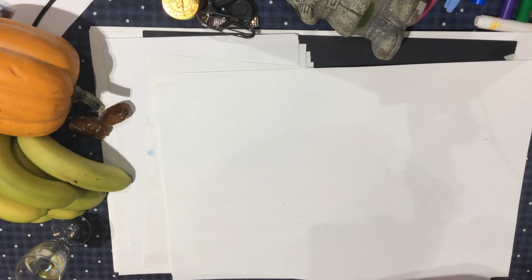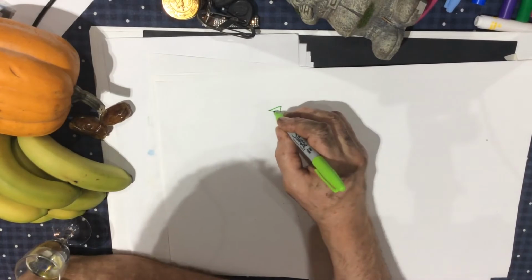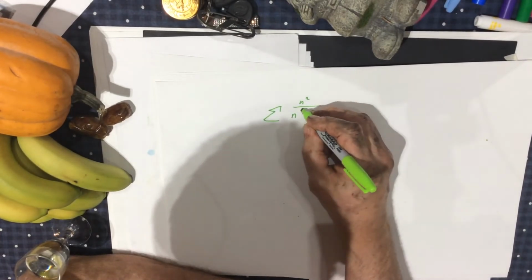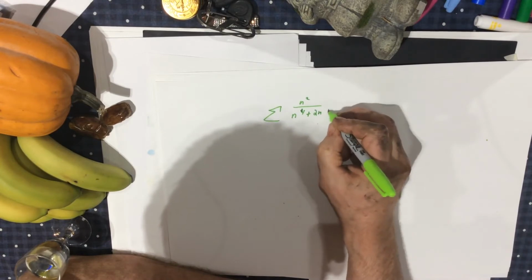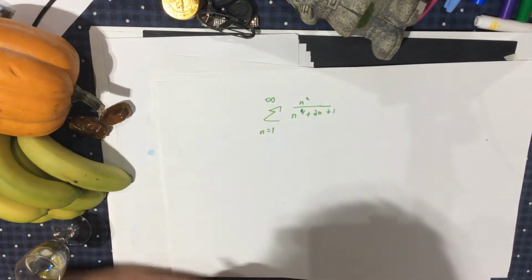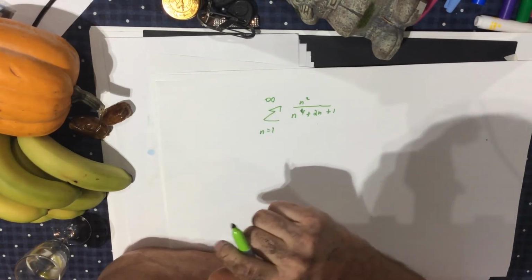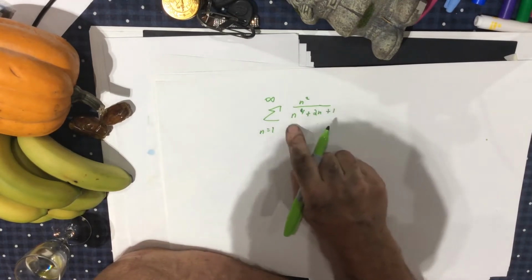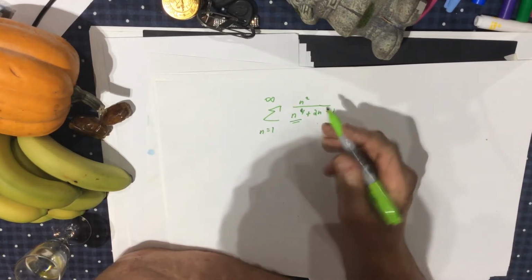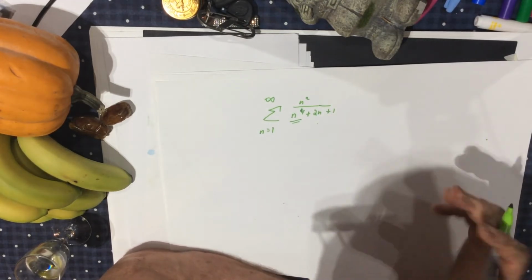So let's take the sum of n squared over n to the fourth plus 2n plus 1 from 1 to infinity. Let's determine what's going on. Well, first off, this is approximately what we call a dominant term, n to the fourth on the bottom, n squared on the top. I think this looks a lot like 1 over a quadratic.